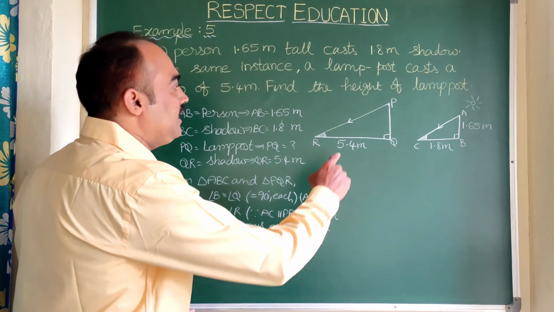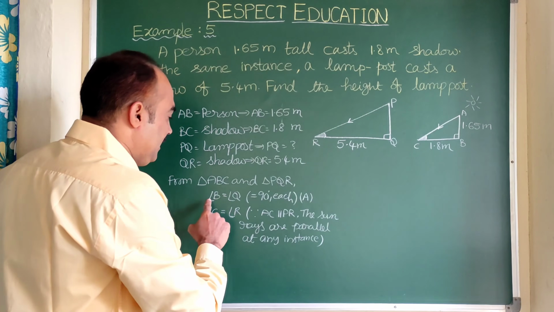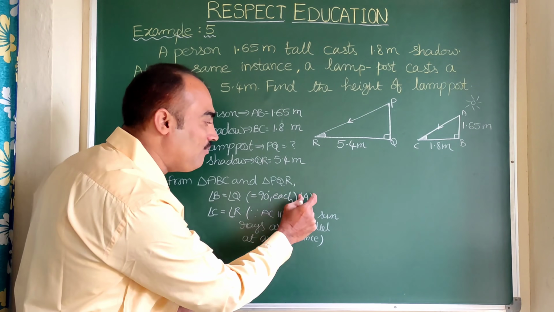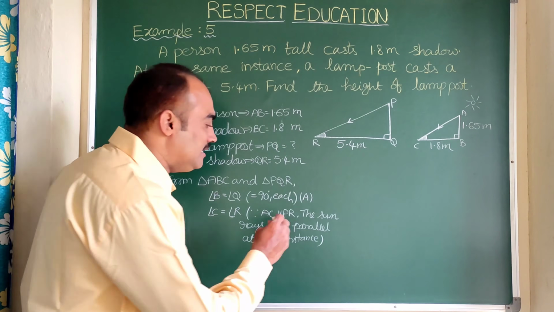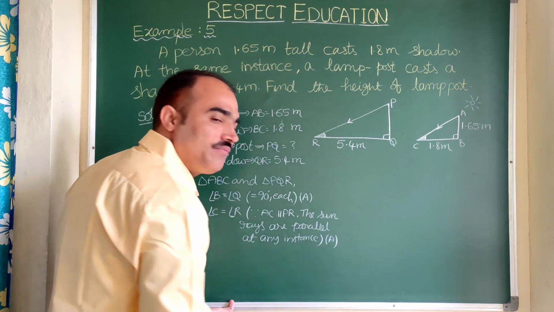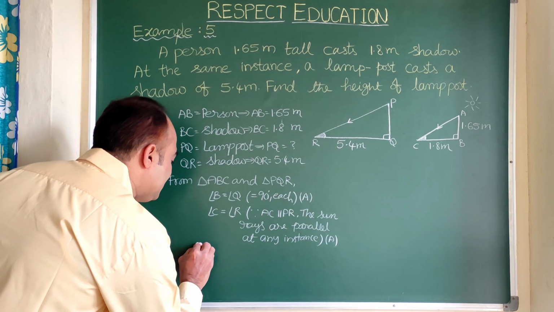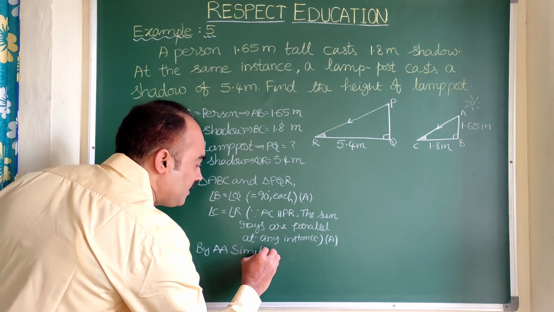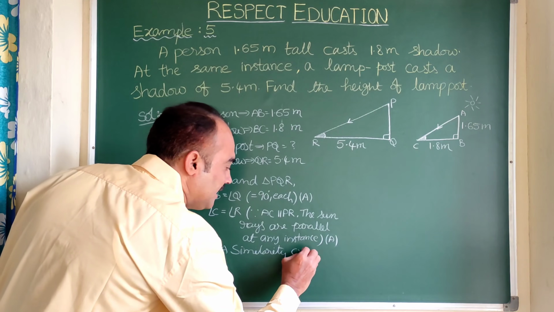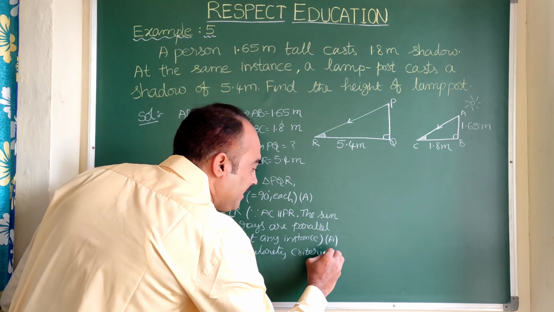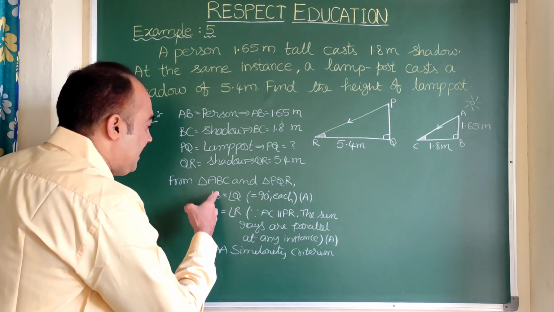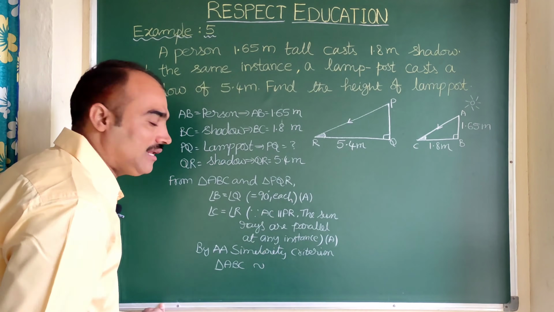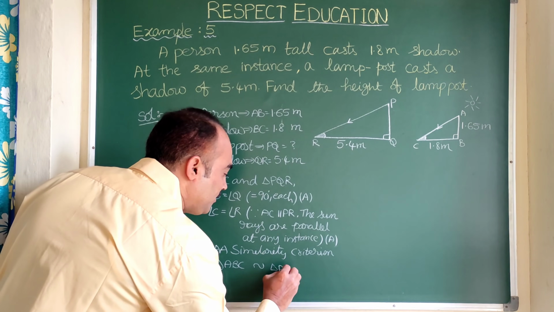Now if you observe triangle ABC and triangle PQR, here angle B equal to angle Q, these two are a pair of angles. Here angle C and angle R, these are also a pair of angles. So by AA similarity, by the angle similarity criterion, we can say that here triangle ABC is similar to, this is the symbol for similar to, triangle PQR.